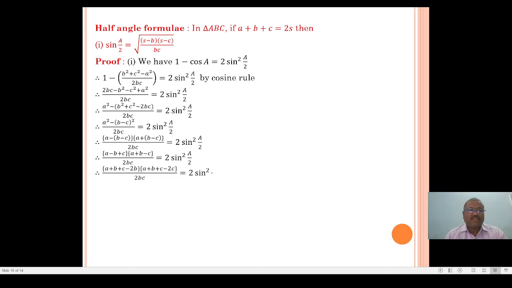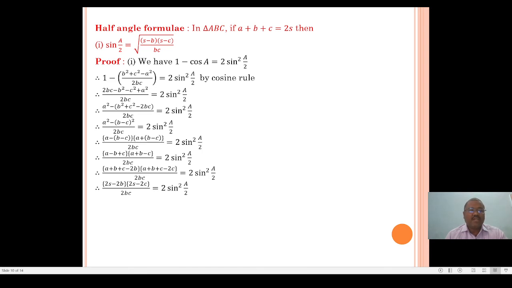So we take a plus b plus c. We take an extra b plus b, but in the first bracket we want minus b, so minus 2b. And in the second bracket we write a plus b plus c, so we want minus c, so replace minus c by c minus 2c, upon 2bc, equals 2 sin square A by 2. So we adjust 2s: a plus b plus c means 2s. Substitute the value of a plus b plus c equals 2s in both brackets.